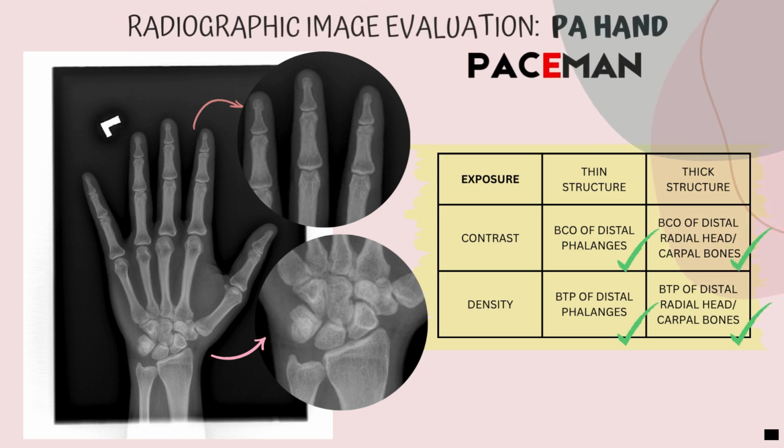To evaluate the density, we can look at the bony trabecular pattern of the thin and thick structure. For thin structure, we can look at the bony trabecular pattern of the distal phalanges, which are visible. And the thick structure, we can look at the bony trabecular pattern of distal radial head and carpal bones, which are also visible. This indicates that the mAs used for this projection is also sufficient to demonstrate the structure.